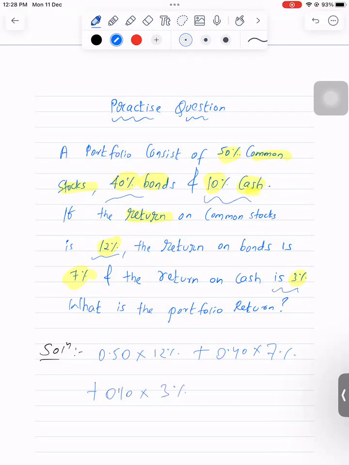So cash is like a savings account. If you invest your money in a savings account, you are expected to earn 3%. So when you add all these numbers, you will get 9.1%.